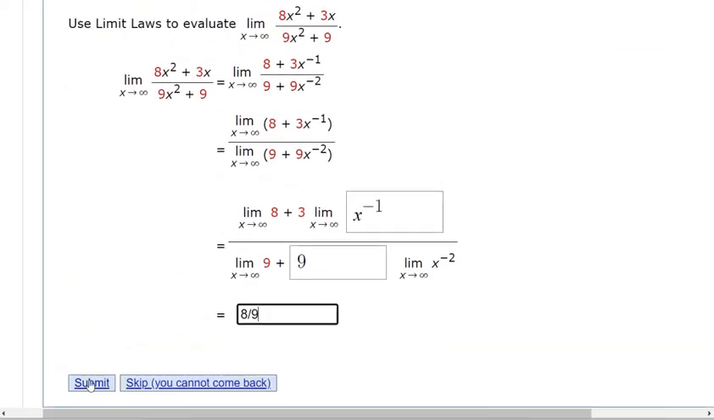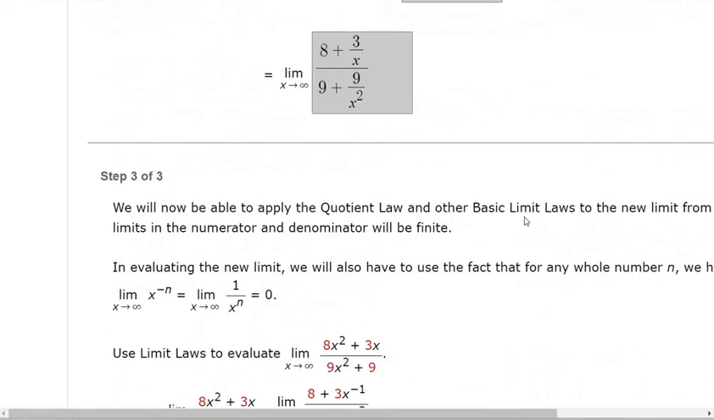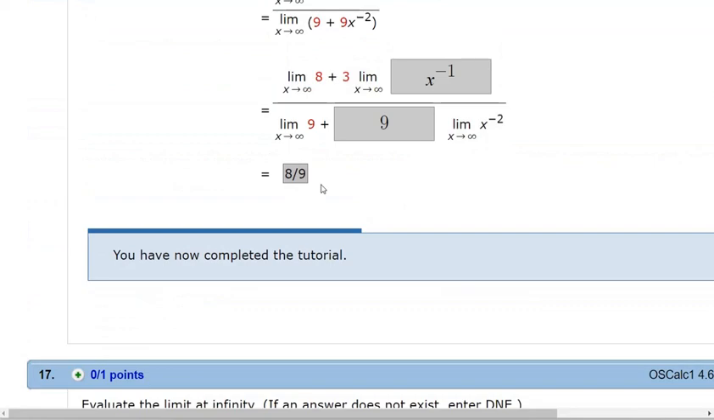They want decimals? They're not letting me type a fraction. Let me make sure. Because these terms are 0, so we're left with 8 over 9. Yep, they didn't want me to type a fraction. It's just weird they didn't have the fraction symbols.